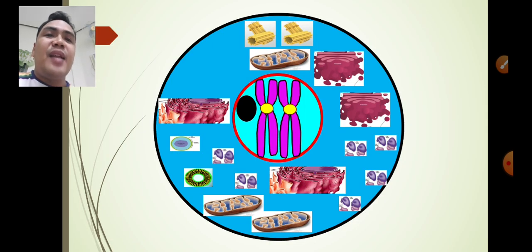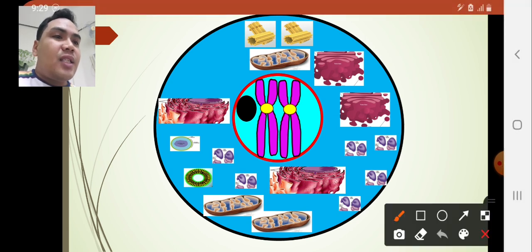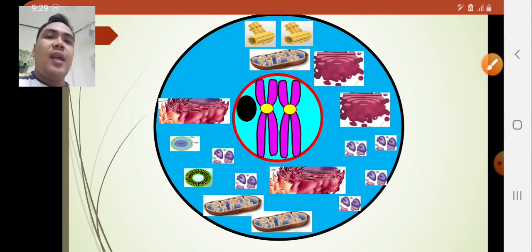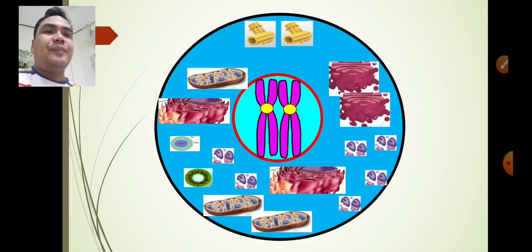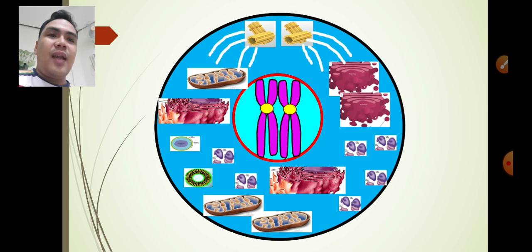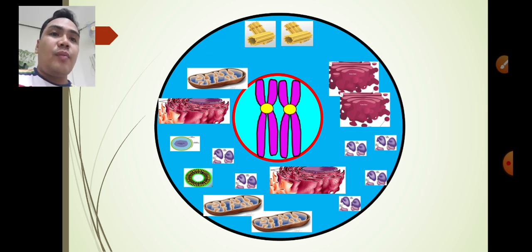Okay, so let's have the next one. Take note of the structure, which is spherical in shape and violet, or let's say black, in color. This spherical body within the nucleus is known as the nucleolus. As you notice, the nucleolus disappears. So this is the second event under the prophase stage. The nucleolus disappears.